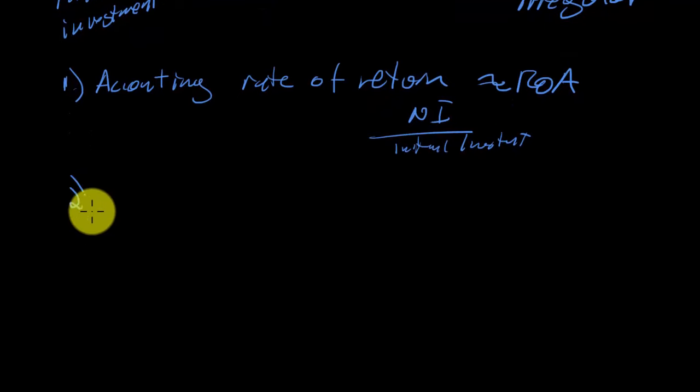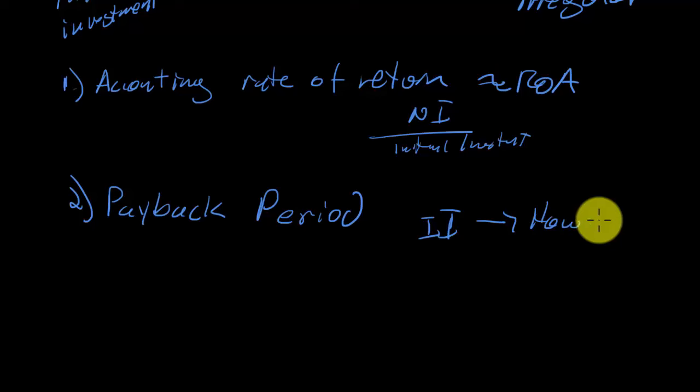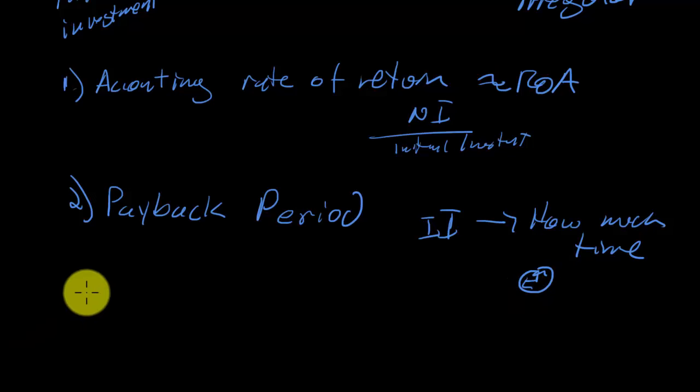Number 2 is called the payback period, or the payback method. This is the most common one that we see when we're out walking around in the world. We can turn around and say, well, I'm going to start a business, and I'm going to put $10,000 into it, and it's going to take me 3.5 years before I get back my initial investment. In this case, we make an initial investment, and we figure out how much time before we get the initial investment back, right? So I'm going to make this into a clock. How much time before we get it back?